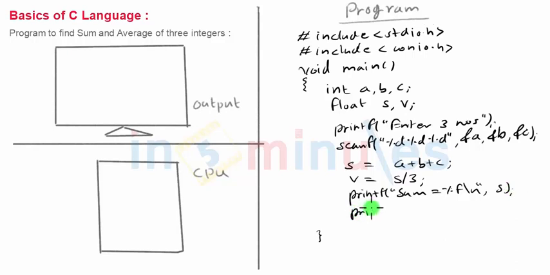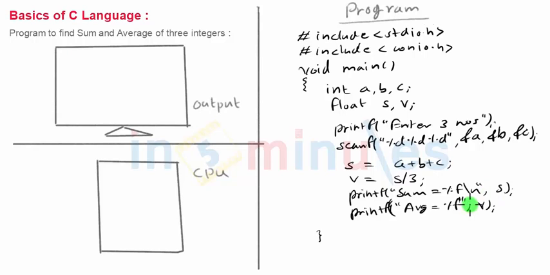Then one more statement to output the value of average. We write printf("average is equal to %f"), we write v over here, and the statement ends, and the program terminates.